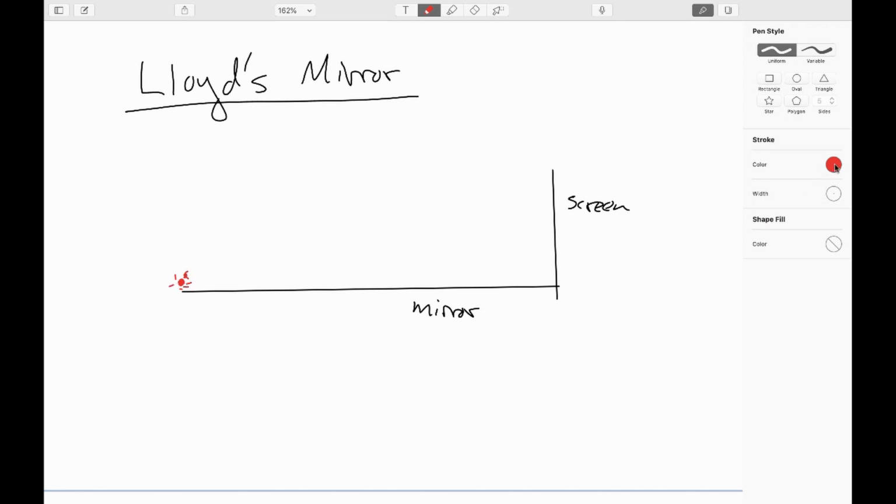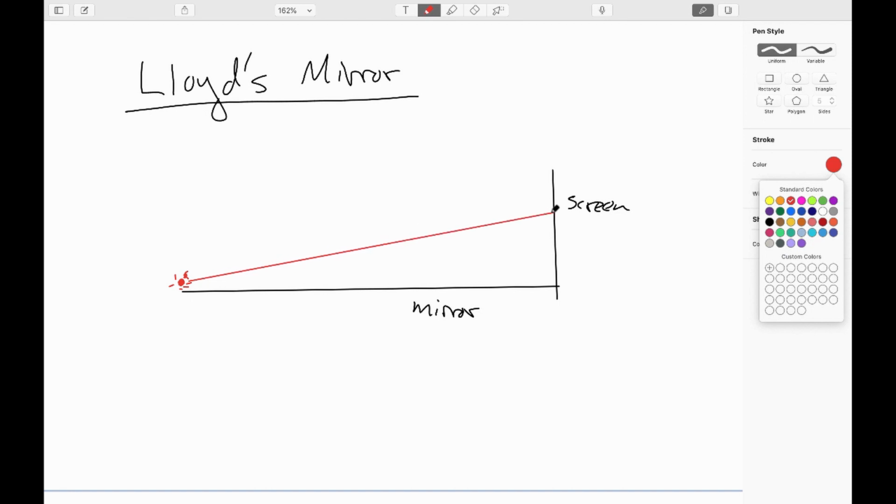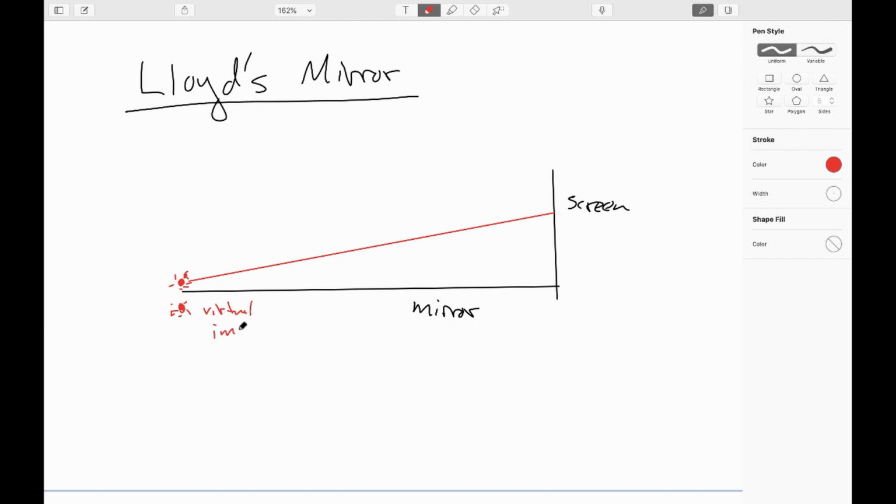Now the thing is that there will be light that goes directly from the source to some point on the screen, and there will be light that bounced off the mirror to hit the screen. And that light will be as if it came from the, let's draw the image a little better. So this is our virtual image of our source.